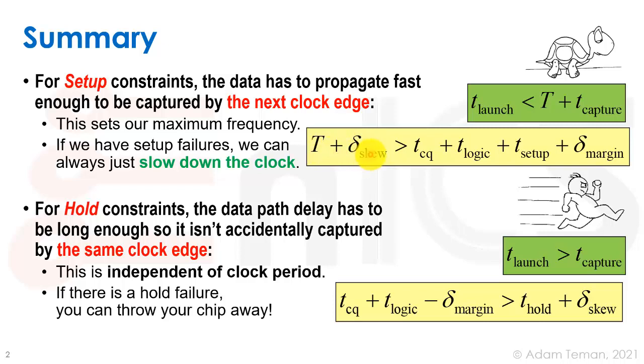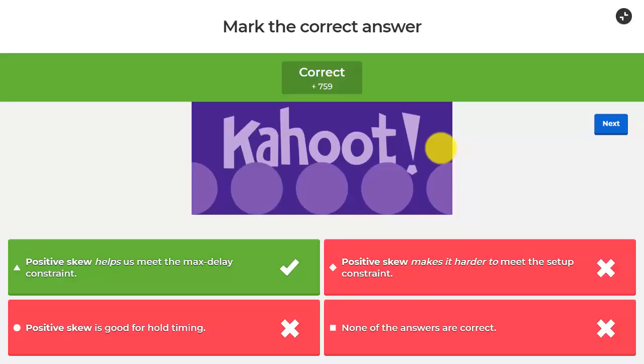So T plus delta skew is actually the capture time, and that has to be larger than the whole delay on our launch path. That's going to be the register propagation delay plus the logic propagation delay plus the setup time plus all kinds of margins that we can stick in here, and we'll be discussing them throughout the course. As we can see, we want the left side to be larger, and positive skew only helps in meeting this constraint. So going back to our Kahoot, that means that positive skew helps us meet the max delay constraint. Okay, that's really important. We usually call this useful skew.